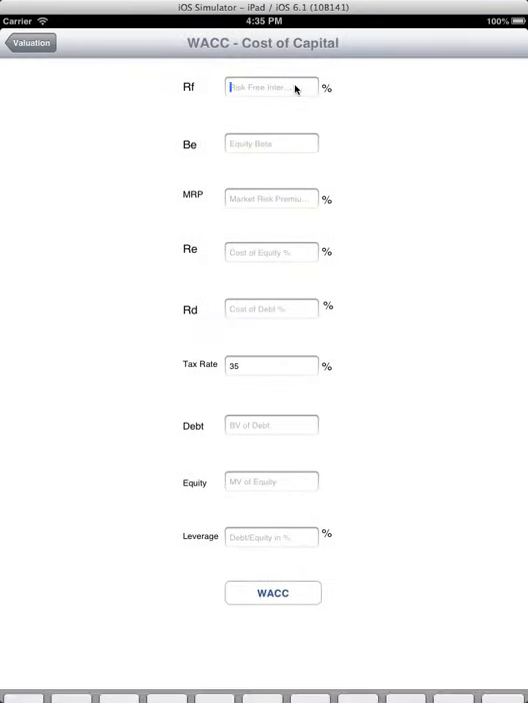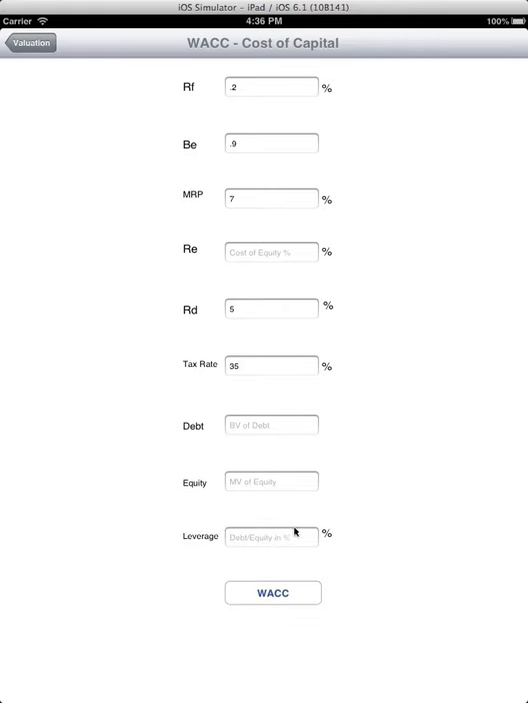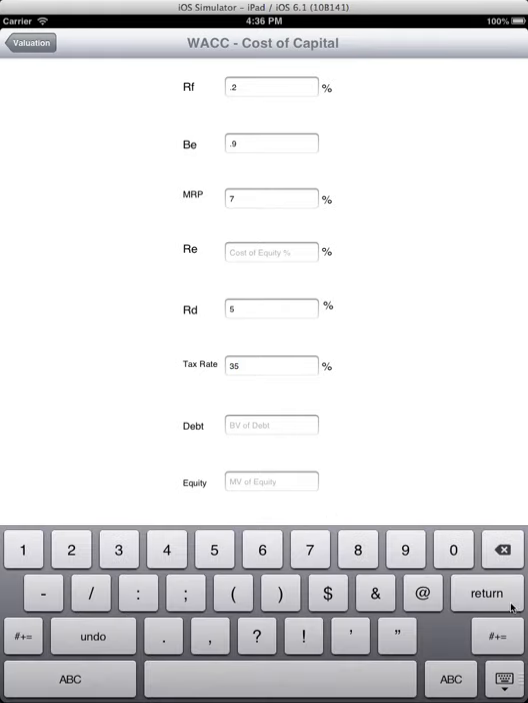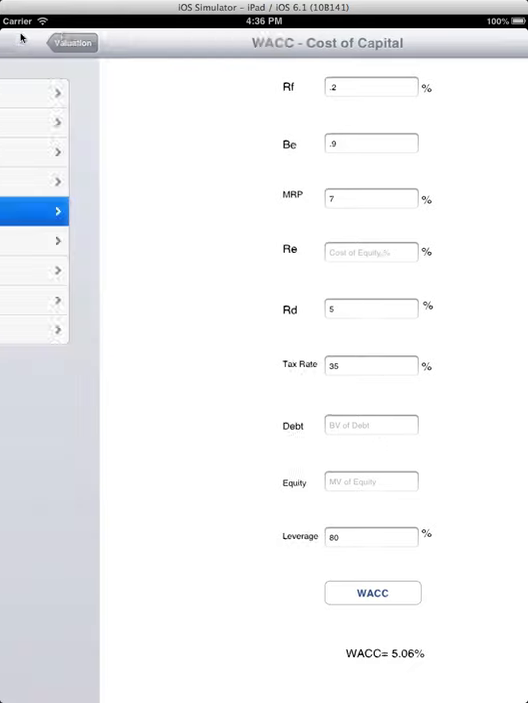Cost of capital using WACC. The risk-free rate RF is 0.2, and we can supply the equity beta, say for example 0.9, and the market risk premium is this, so that gives us the RE. You can have the cost of debt, and you can supply the leverage, say 80% leverage, and then we calculate the cost of capital. Either you can specify all three parameters above, or you can specify RE or RD, and similarly you can specify either the debt or equity or leverage.